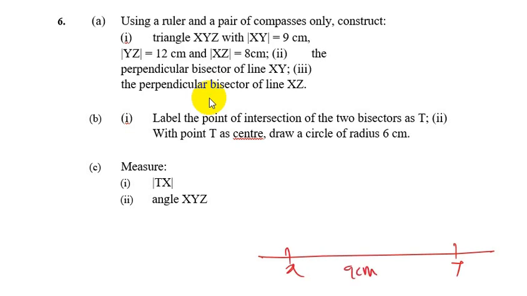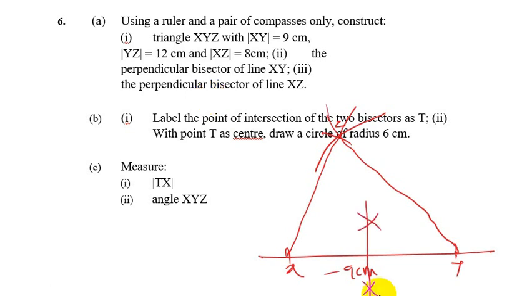Then YZ. So there's Z up here, but we don't know. They said from Y to Z is 12. So you measure 12 and you stand here, then you construct an arc. Then you also measure 8 from X, then you construct, then you draw to touch here. Then they said the perpendicular bisector of line XY. So this X and this Y, you bisect this line like this.